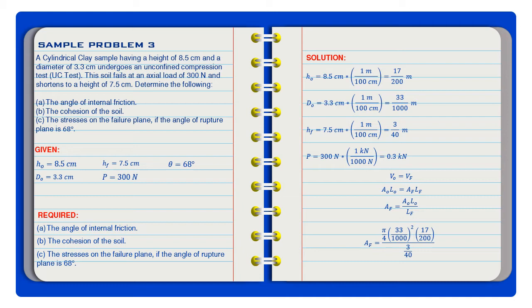So, where does this come from? The original area here is this. It comes from the rule that the area is pi over 4 d sub o squared, because the base of the cylinder is a circle. So, that means this is the area of the circle. Then, we just substitute H sub o and the height final, which is 3 over 40. So, calculating that one, our calculator will give you 9.6934 times 10 raised to negative 4 meters squared.